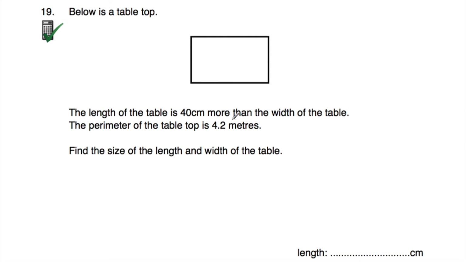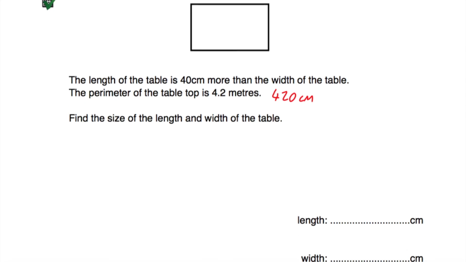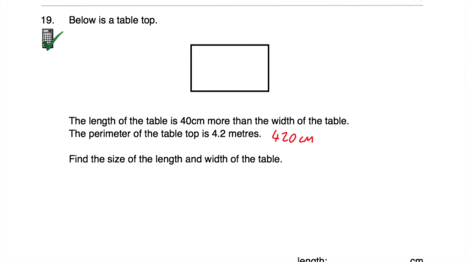So I'm going to change the 4.2 meters into 420 centimeters, because obviously in the answer section, that's in centimeters. And we're told that the length of it is 40 centimeters more than the width of it. That's all that we're told. So I'm going to call the width of the table x centimeters, and the length of it is 40 centimeters more. So adding 40 to this would be x plus 40.